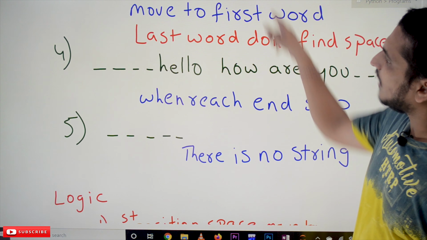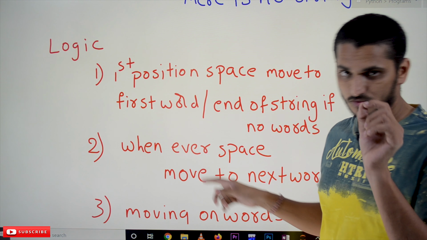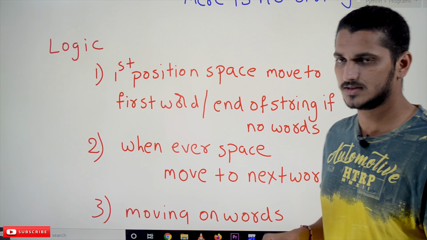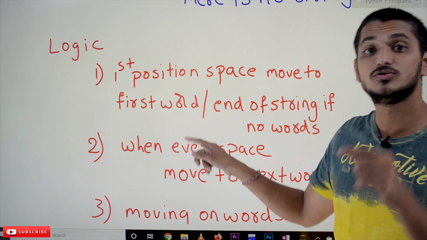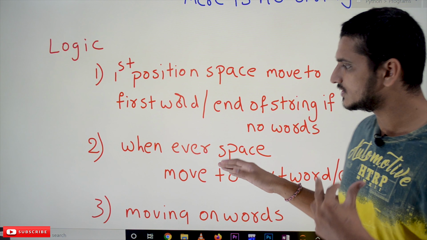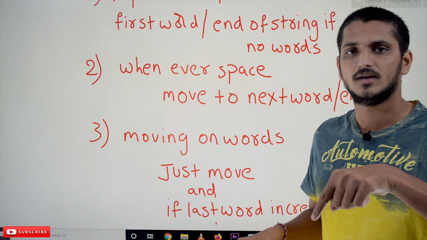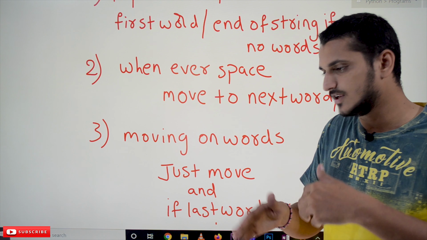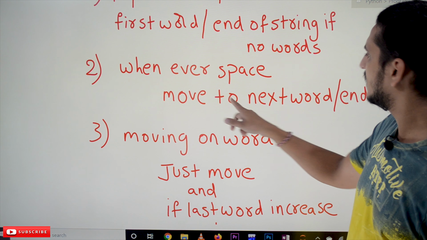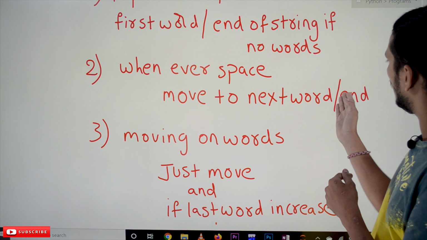So out of these 5 conditions, the final conditions which we identified, the first logic is first position space. If you identify a space at the first position, move to the first word. If there are no words, move to the end. So that is one logic. What's the second logic we identified? Whenever there is a space, if it is not in the first position, if you found a space anywhere in the next positions, what we have to do? Whenever there is a space, move to the next word or the end.